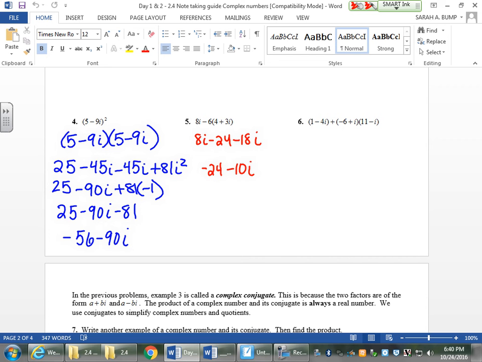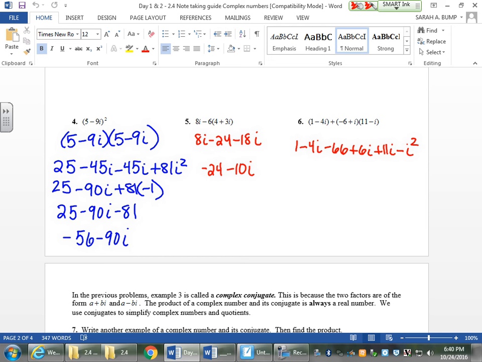And the last one on the multiplication, if you look at number 6, the first one is not being multiplied by the other two, so I'm just going to drop the parentheses and bring it down. And then it's addition, so I don't really have to worry about my signs. I'm going to go ahead and just distribute out the other two and continue my row. So negative 6 times 11 is going to be negative 66 plus 6i plus 11i minus i squared.